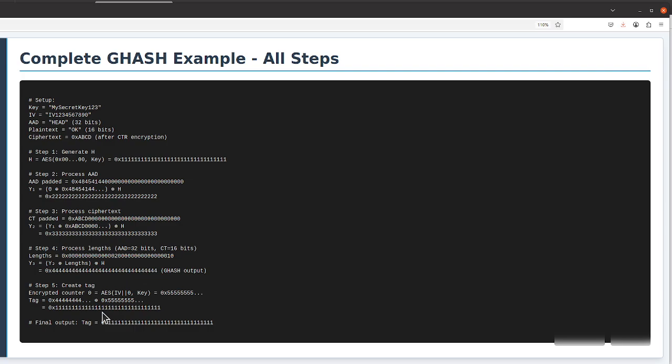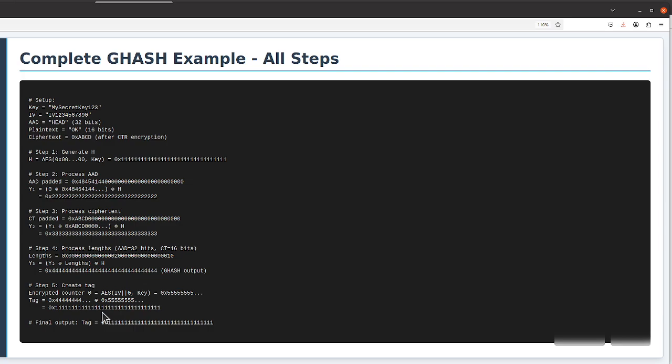First, we encrypt the plaintext using CTR mode, starting at counter 1, to get the ciphertext. Let's say the ciphertext is 0xAB...CD. Step 1. Generate authentication key H, encrypt zeros. H equals AES of 0x00...00 and the key, which results in 0x11...11. This is simplified.